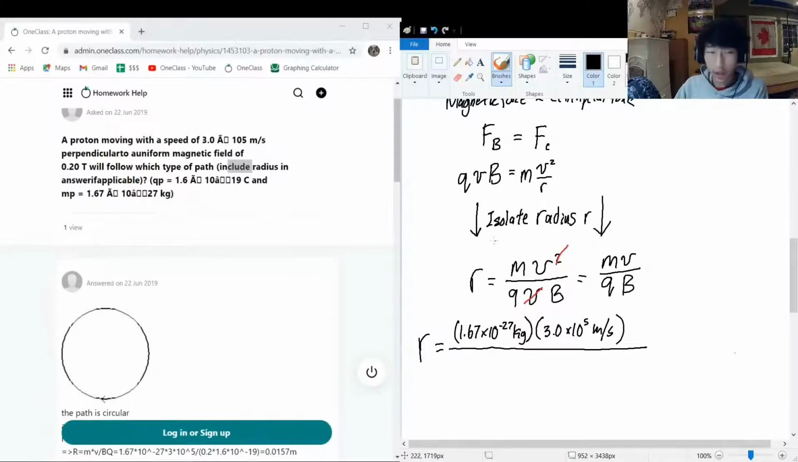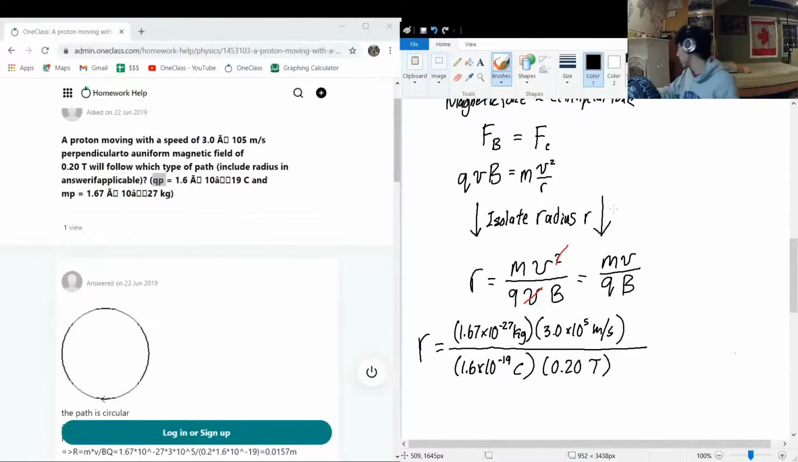Okay, now on the downstairs we got the Q value, and we know that it's going to be the charge of a proton, so that's 1.6 times 10 to the negative 19 coulombs, named after Coulomb. He was a pretty smart guy. And the last thing is B, which is our magnetic field magnitude. So that is 0.20 teslas, named after Nikola Tesla, not named after the car.